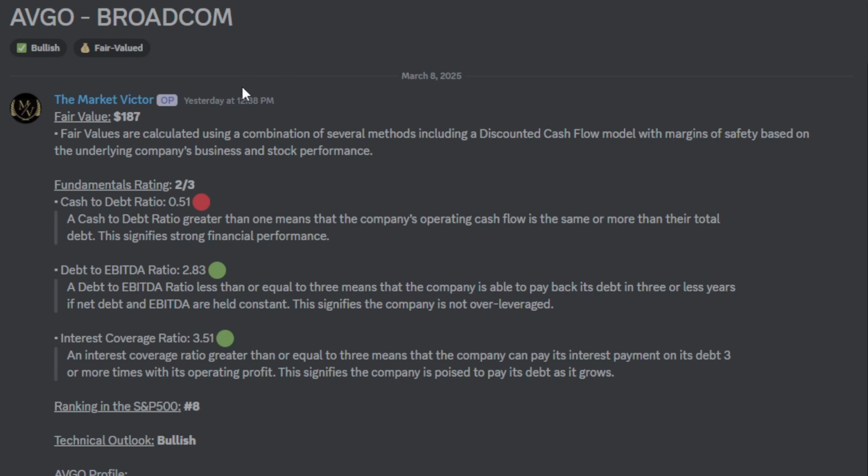So I'm going to start off with Broadcom. So Broadcom has an updated fair value of $187 per share, making it fairly valued and also making it a good time to potentially invest in. They have a fundamentals rating of 2 out of 3, which, feel free to pause the video and read on what these metrics mean. They're ranked number 8 in the S&P, and they have a bullish technical outlook. So my technical outlook refers to a longer term outlook, and I believe Broadcom is still in a bullish uptrend for the longer term.